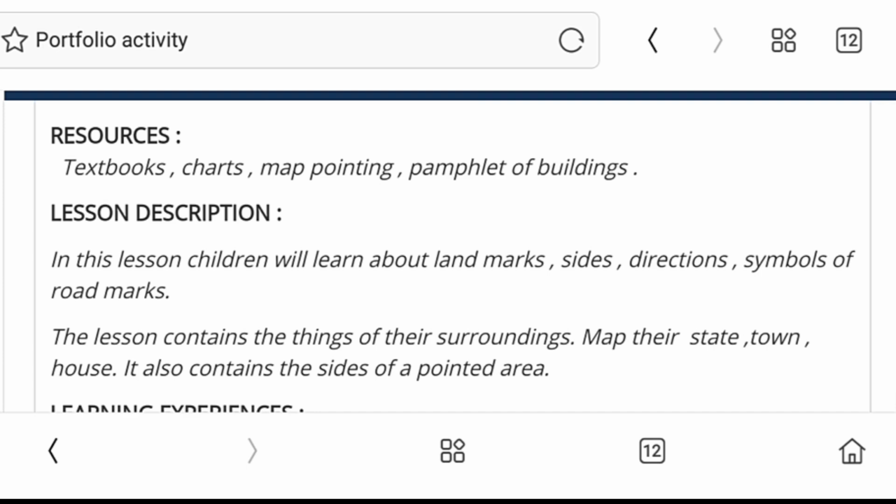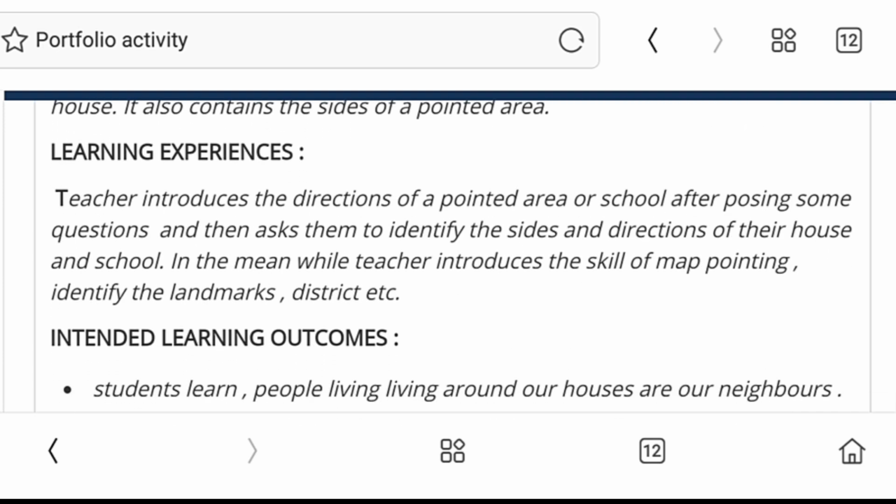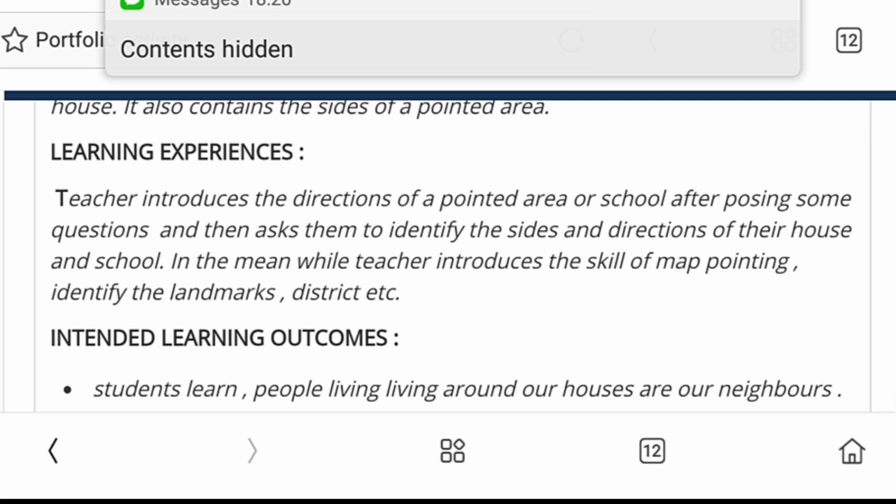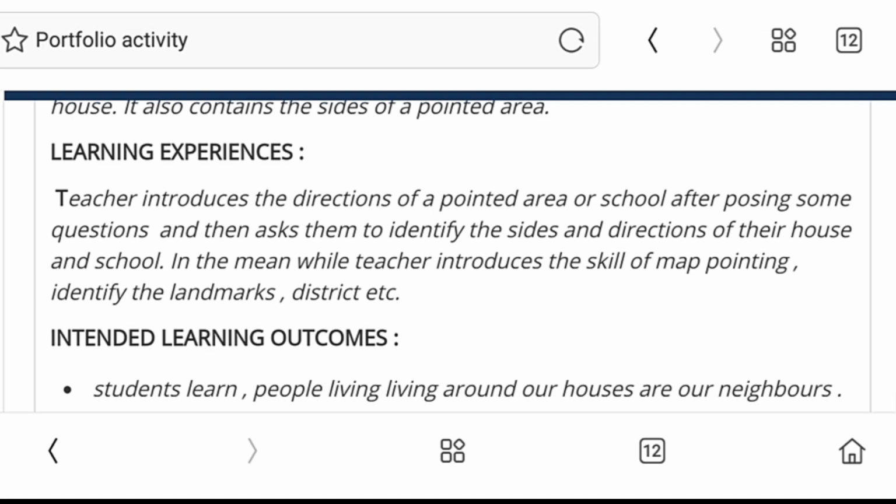Then learning experiences. Come to learning experiences. See here. The teacher introduces the directions of a pointed area or school after posing some questions, and then asks them to identify the sites and the directions of their house and school. In the meanwhile, the teacher introduces the skill of mapping, map pointing, identifying the landmarks and districts as well as our state as well as our country. Okay.